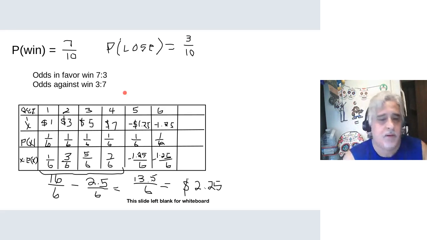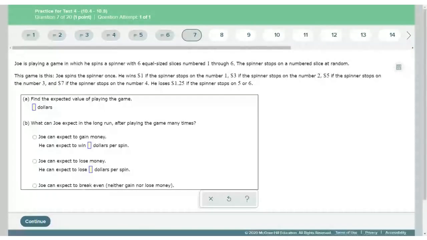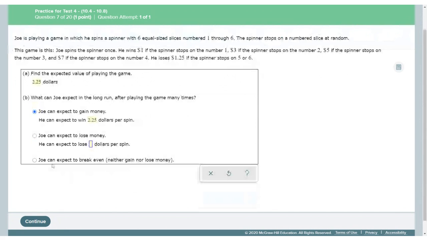$2.25. Now, since it's positive, Joe can expect to gain money, about $2.25 per spin. If it were negative, it would be lose money. If it came out to be 0, then it would be break even.